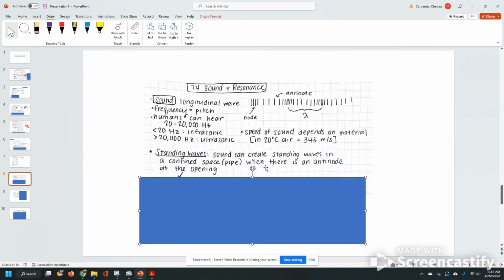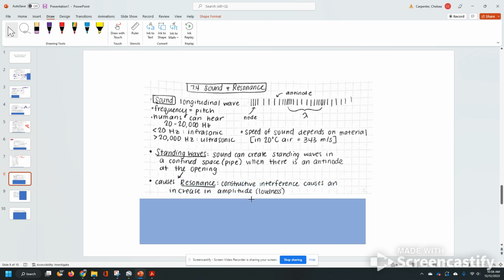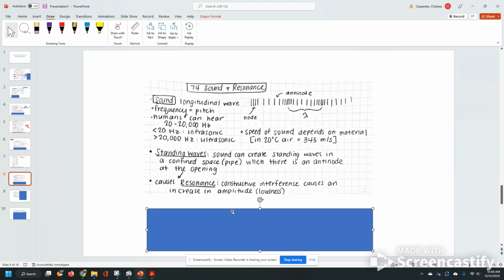So we can have standing waves with sound. Sound can create standing waves in a confined space, or a pipe, or a flute, something like that, when there is an antinode at the opening. And what happens then is it causes resonance. The constructive interference causes an increase in the amplitude or the loudness of the sound.